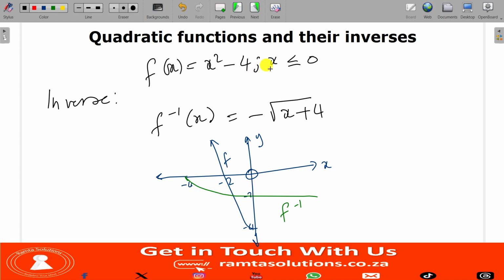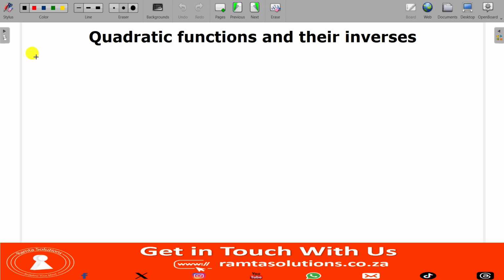You can do the same for when you say x is greater than 0. So you see, now that you have said when x is less than or equal to 0, the inverse will be minus the square root, and you are good to go. Again, you have seen that the domain becomes the range, whereas the range becomes the domain. But let's now summarize.